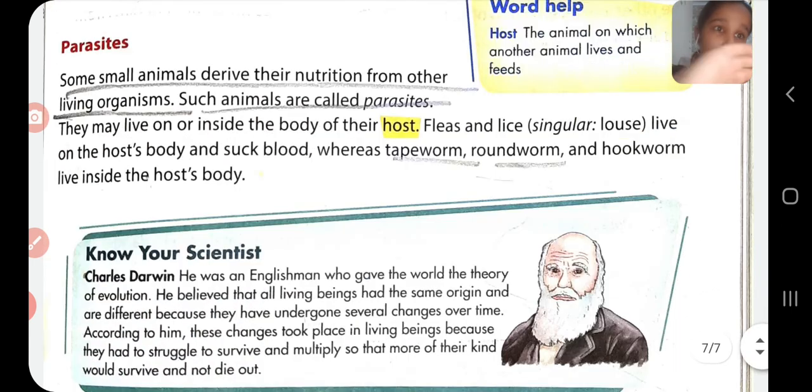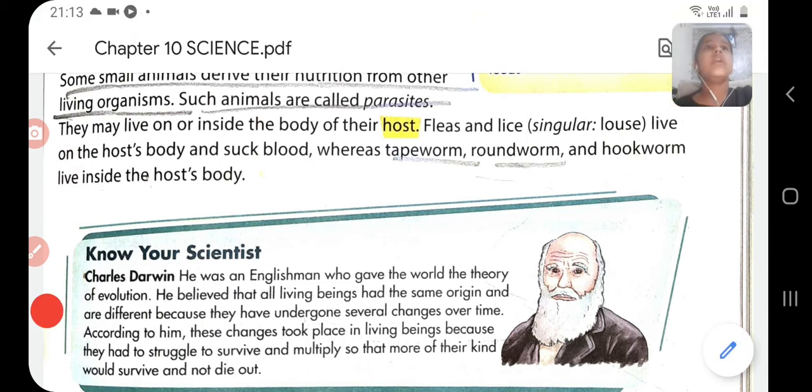Okay, parasites. Some small animals derive their nutrients from other living organisms. Such animals are called parasites. So what are parasites? Jo animals hamare andar se blood lete hain, nutrients lete hain, unhe hum kya kehte hain? Parasites. They may live on or inside the body of their host. Fleas and lice live on the host body and suck blood.